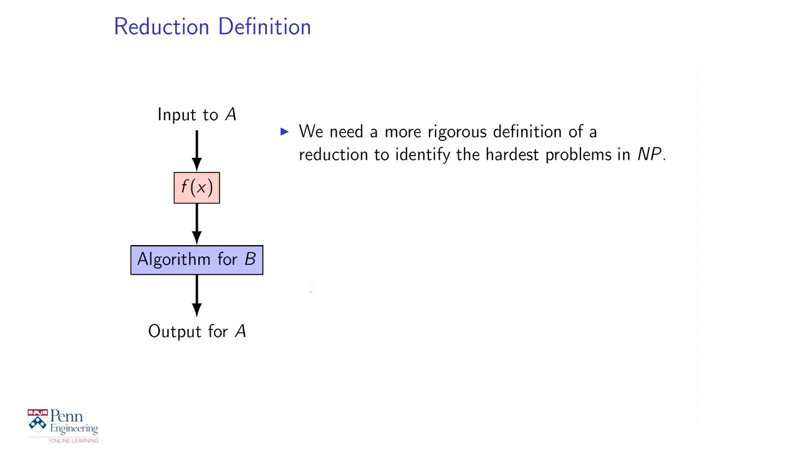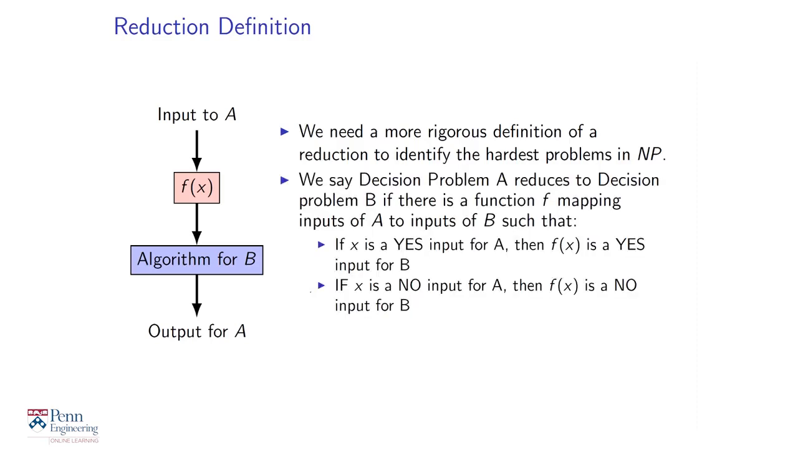So now we can try to define the hardest problems in NP using the idea of reductions. We have the definition of reductions here. We have a picture for the reductions on the left. And we say that decision problem A reduces to decision problem B if there's a function f mapping inputs of A to inputs of B. So the input of A might be some input x, and this box is really computing the function, so it should really be labeled f. And out of it comes f of x, which is the input to B.